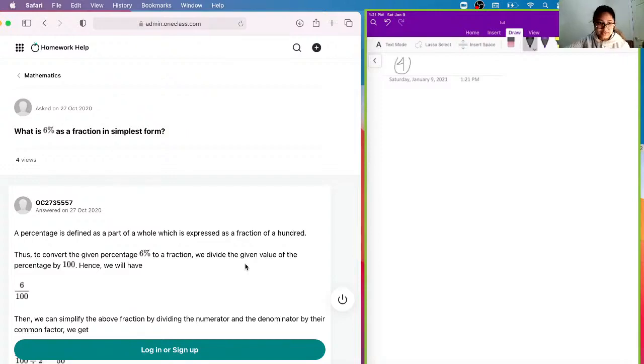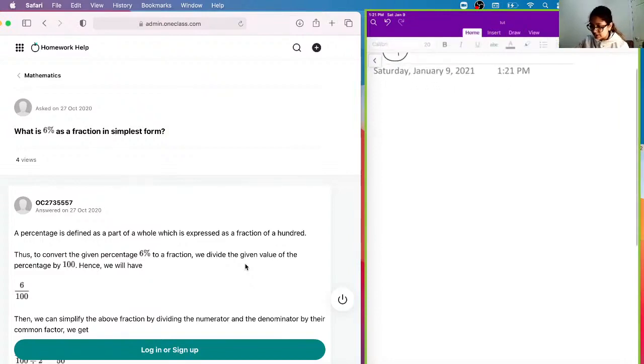So our next question says, what is 6% as a fraction in simplest form? So first, let's address what a fraction or what a percentage is.